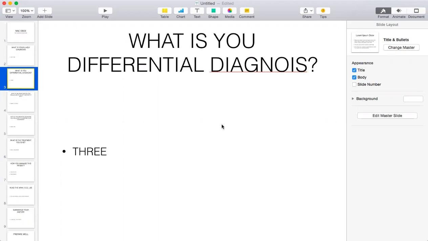Let's suppose I talked to a person and he was a smoker. All of the things I asked in history are leading towards COPD. So now, if they ask what is your differential diagnosis, I'm going to say acute exacerbation of COPD.